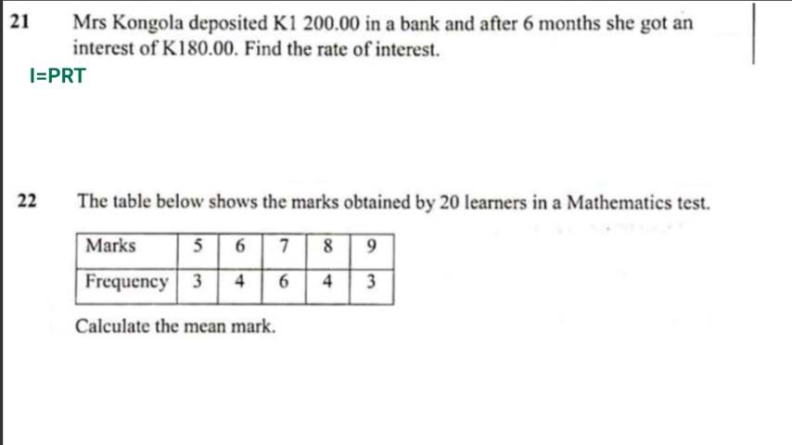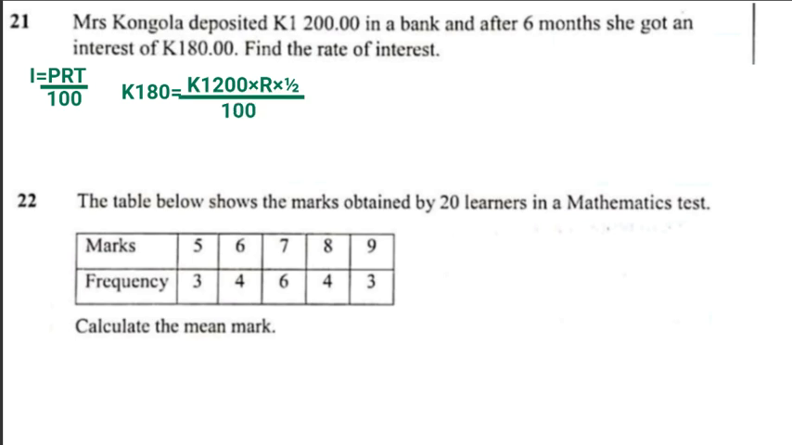Over 100. So now we can write, we are told that the interest was 180, so we're going to write 180, which is equal to the principal. The money deposited was 1,200 kwacha, multiplied by the rate, which is not given, so we're going to say multiply by R. Then the time it stayed in the bank is 6 months, so we can write 1/2, that is half a year, over 100.